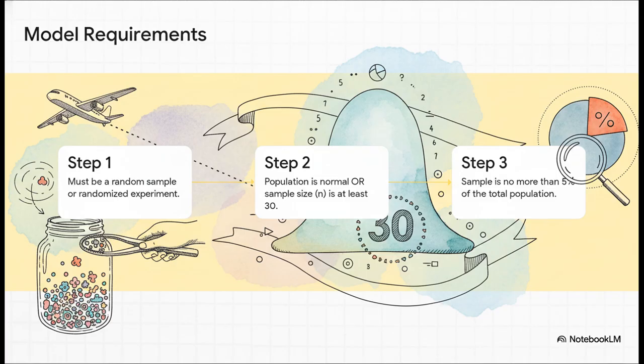First, your data has to come from a random sample. Makes sense? Second, the population should be normally distributed. Or, if you don't know that, just make sure your sample size is at least 30. And finally, number 3, your sample can't be more than 5% of the total population. That just helps make sure your observations are independent.